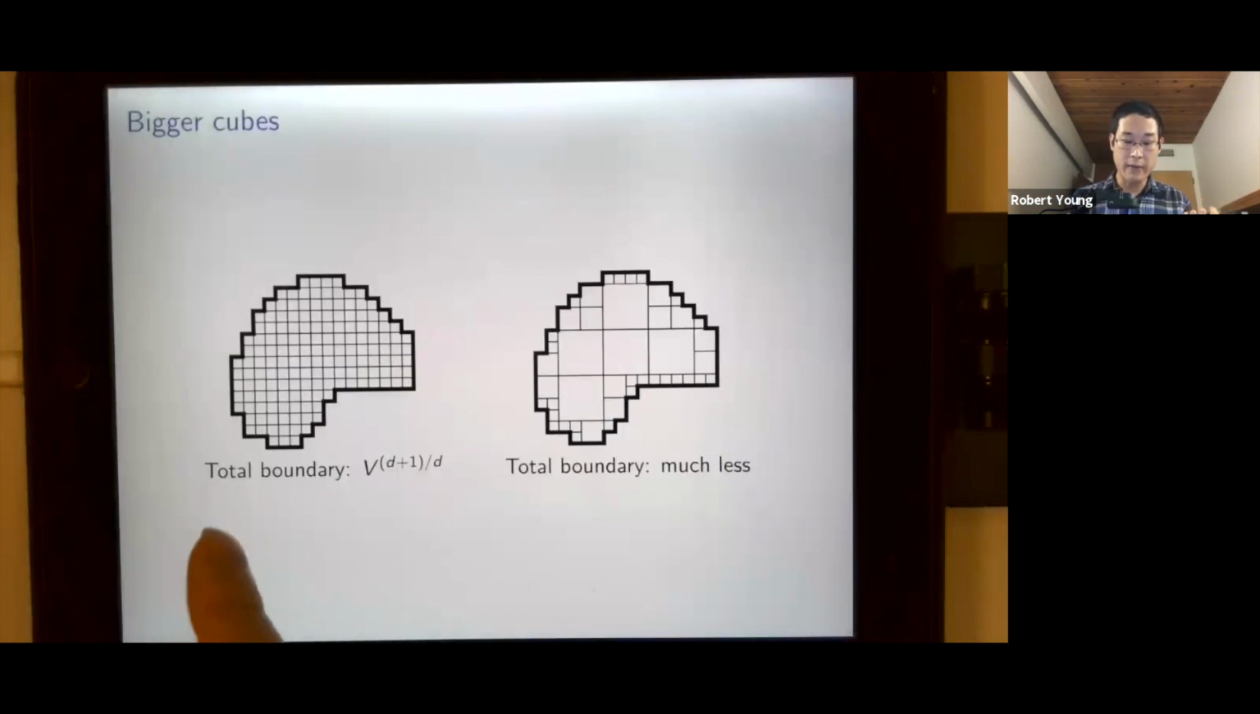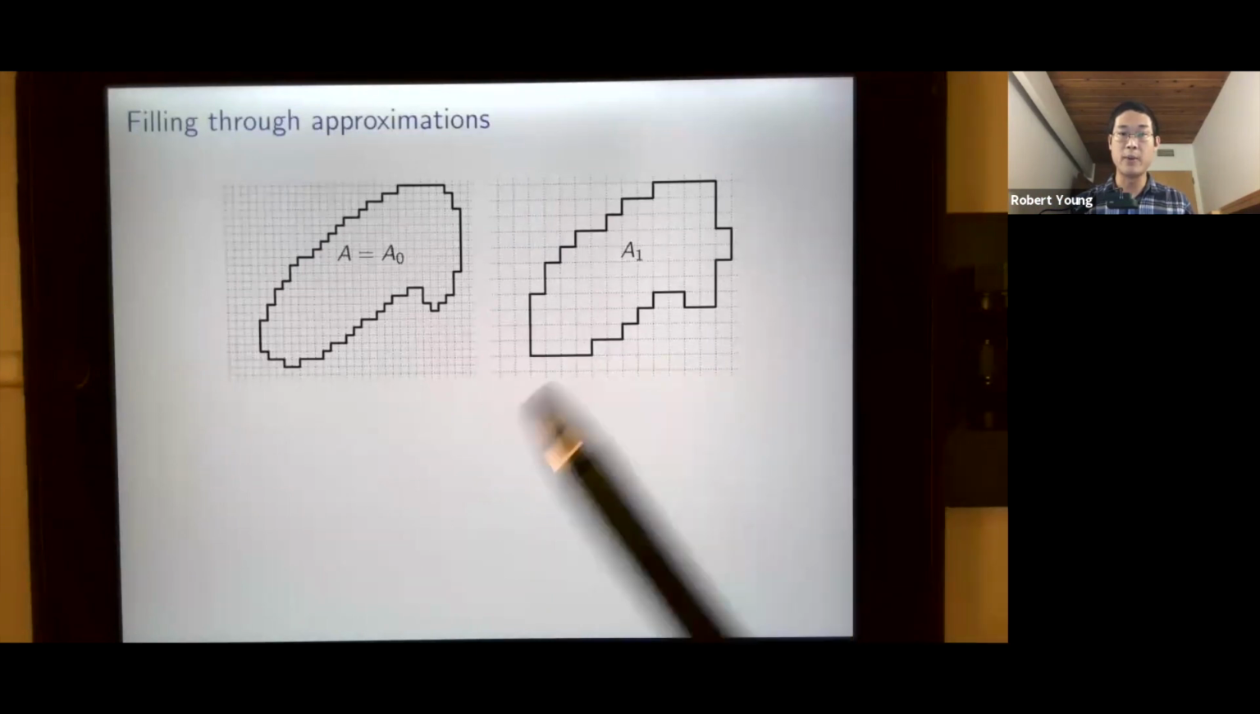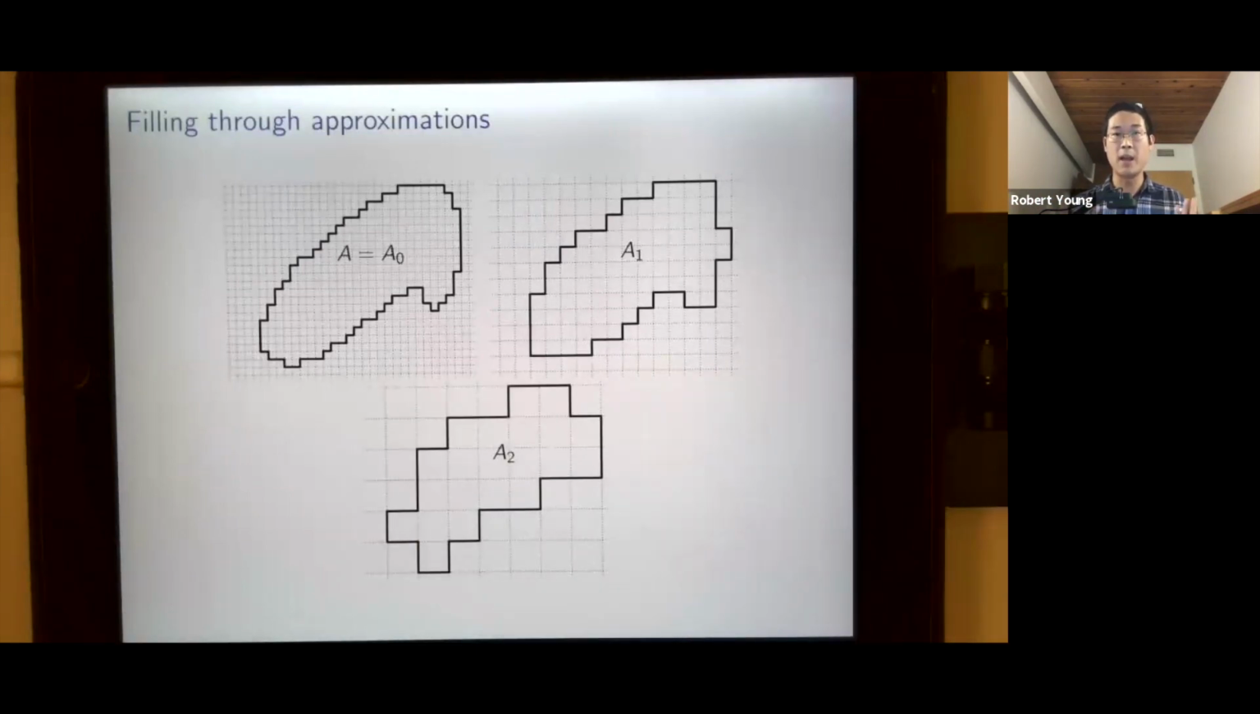Rigorously, instead of just constructing a filling made up of a whole bunch of unit cubes, we construct a sequence of approximations of our original cycle. So here's our original cycle in the 1-by-1 grid. Here's an approximation in the 2-by-2 grid, in the 4-by-4 grid, and we can keep on going, 8-by-8, 16-by-16, and so on. Eventually, our grid is going to get larger than the original cycle. Eventually, the approximation in the 2^100 by 2^100 grid is going to be 0. And that's going to take about logarithmically many steps for the cells of the grid to get bigger than the original cycle. So we've got logarithmically many approximations like this.